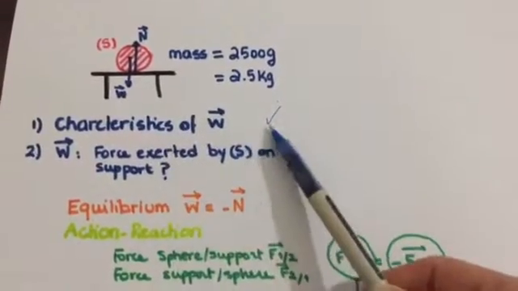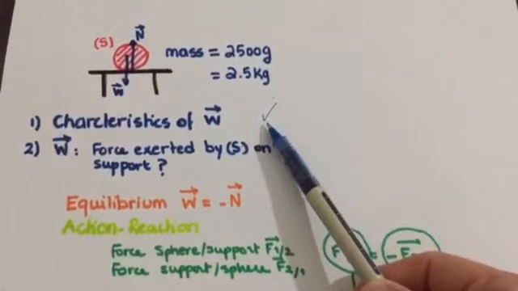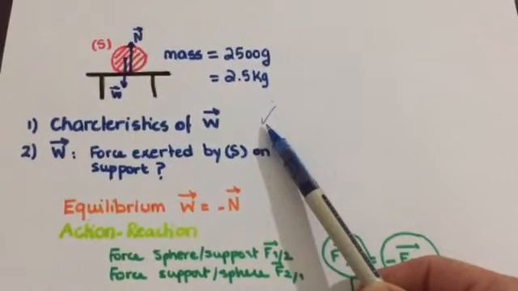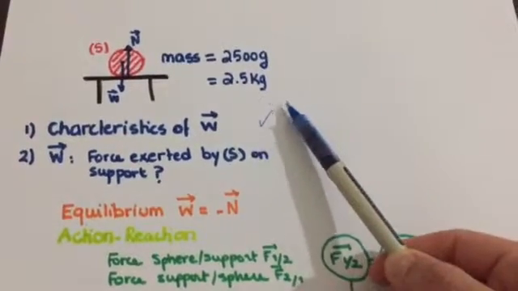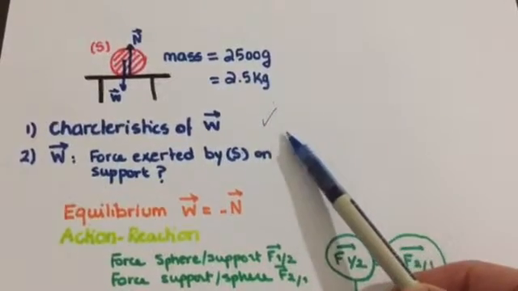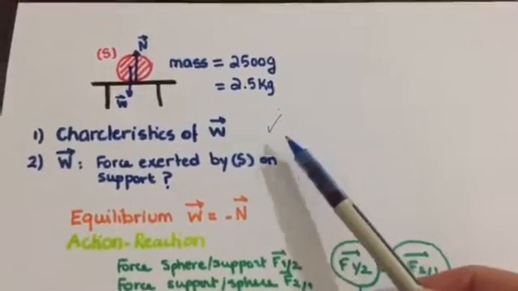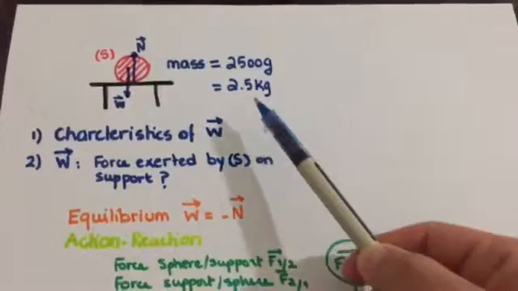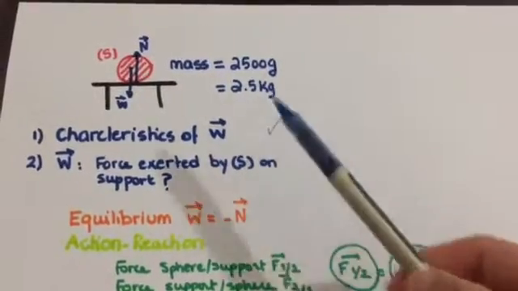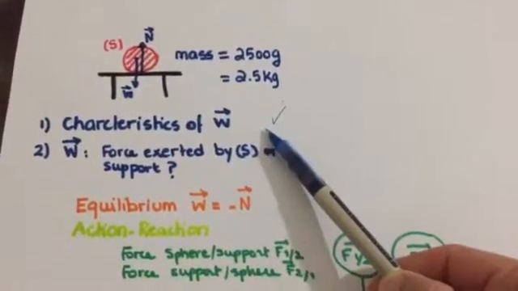Question number 1, which I believe you know how to answer. They want you to write the characteristics of the weight. So I assume you know they are line of action, direction, magnitude, and point of application. I assume that you know that the magnitude is W equals M times G, and you have M. So we're done with question 1.